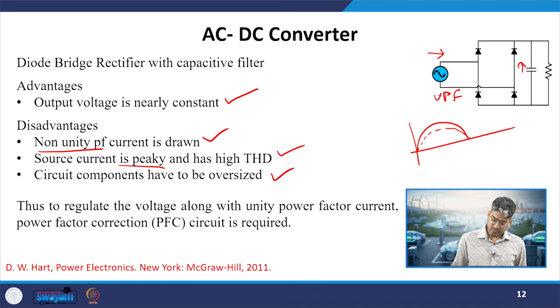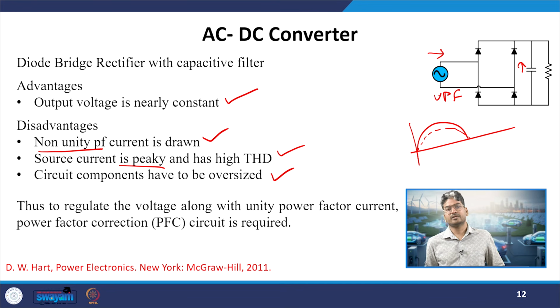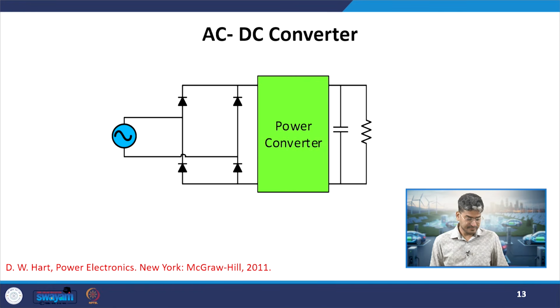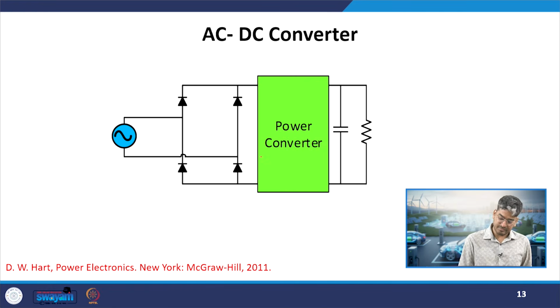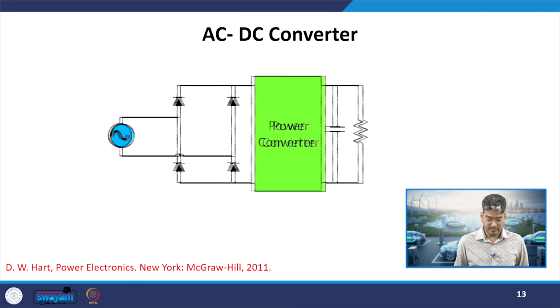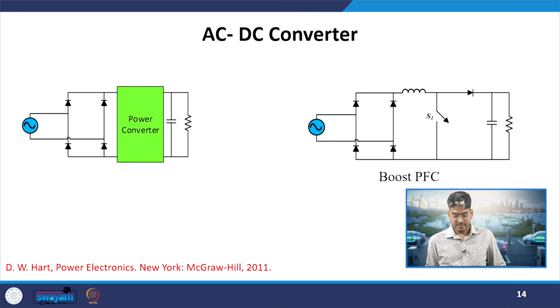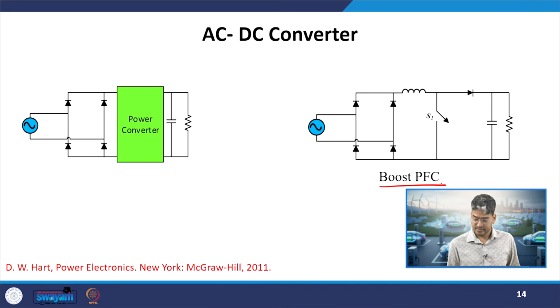Okay. So, to address these two challenges, to regulate the output voltage or to have minimum DC ripple and to have better power factor on the supply side, we will require an intermediate stage, that will be our power factor correction circuit. Okay. So, now this power factor correction circuit will be a converter. So, we will see what will be the simplest option available with us, that is our boost power factor correction circuit.